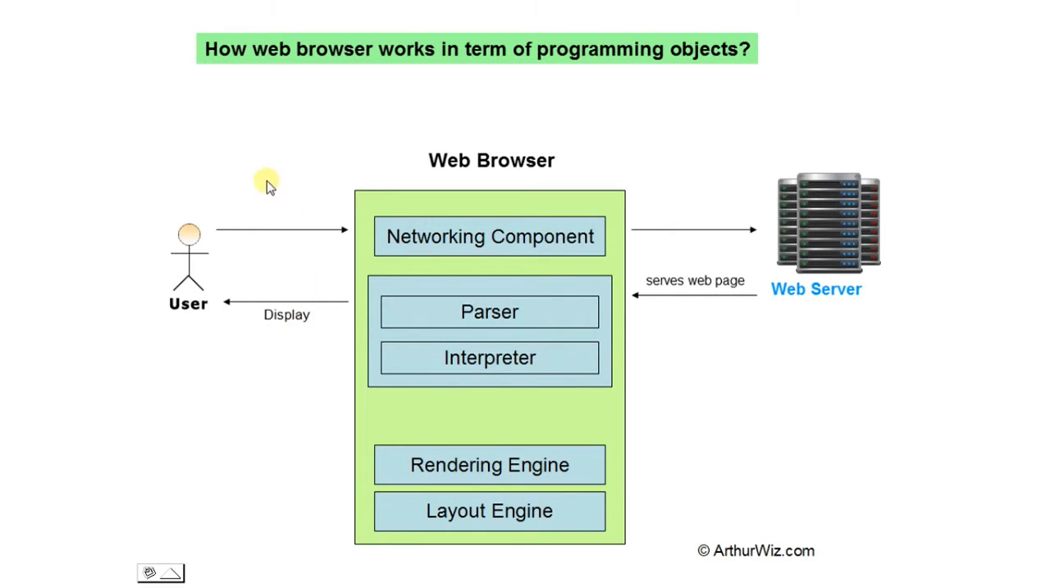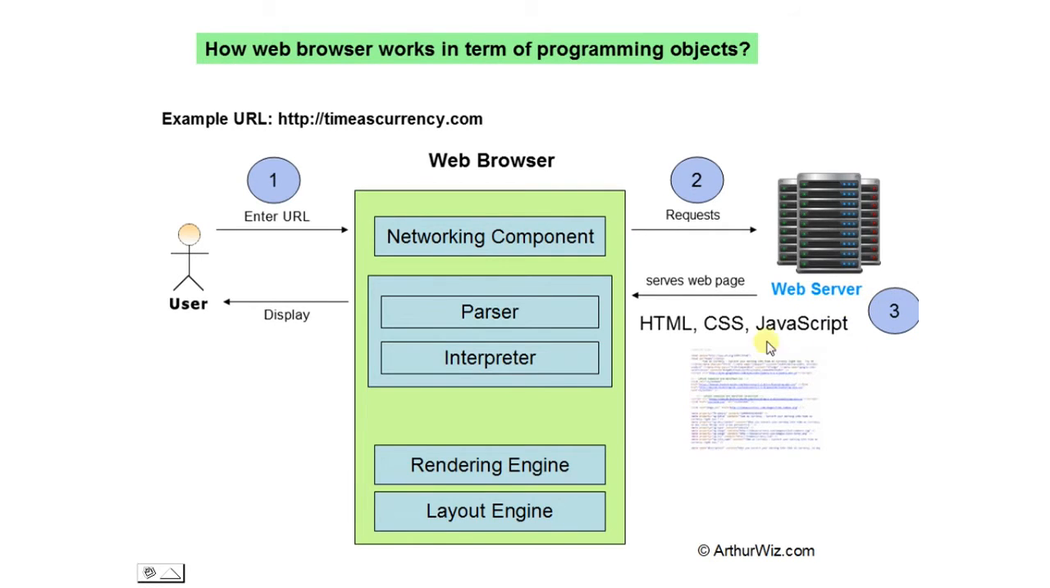It's really interesting to see the steps of getting the web page from a web server. First, you enter a URL, a web address such as http://timeascurrency.com, and the web browser, using the networking component, requests that page from the web server. And the web server has a lot of different programming objects behind the scenes.